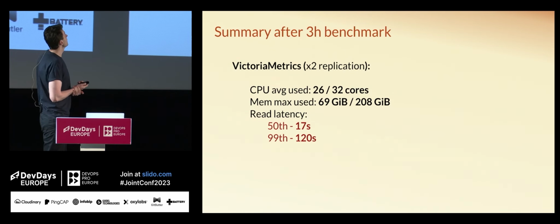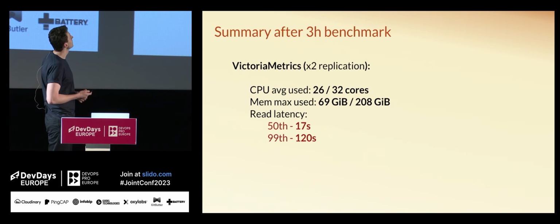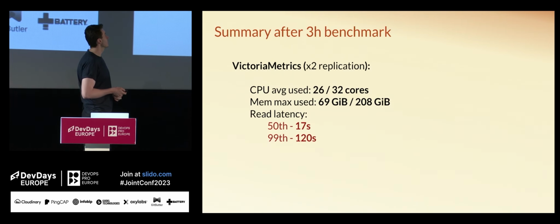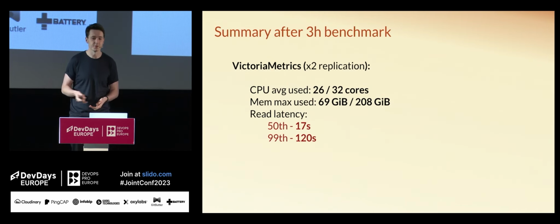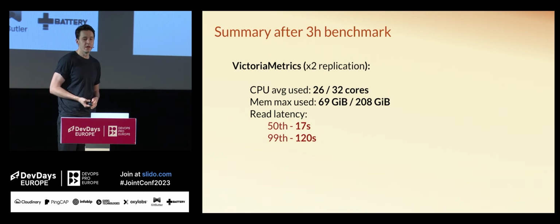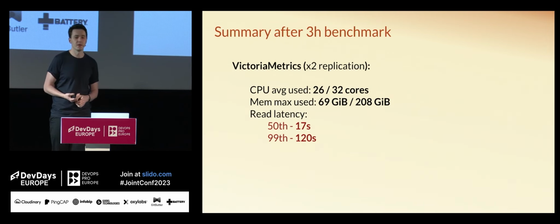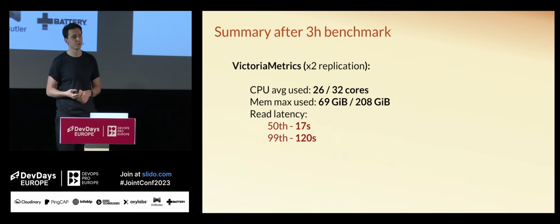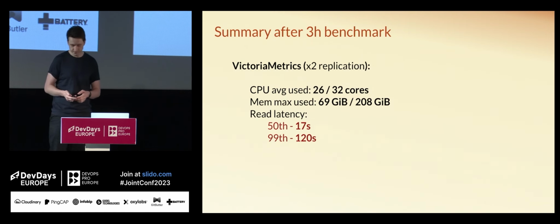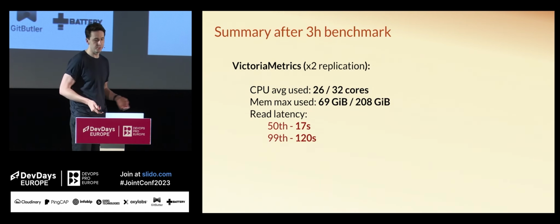So in total, over the 3 hours, we utilized 26 cores out of 32, and maximum memory usage was like 69 gigs out of 200 gigs. Read latency was busted, of course, because there was not enough CPU for VM storage to handle the read loads. So median was about 17 seconds, and 99th percentile was about 2 minutes. If we want to improve this, we need to scale VM selects, add more VM selects, and also add more CPU to VM storages, so they can keep up with the ingestion load and respond to read queries.